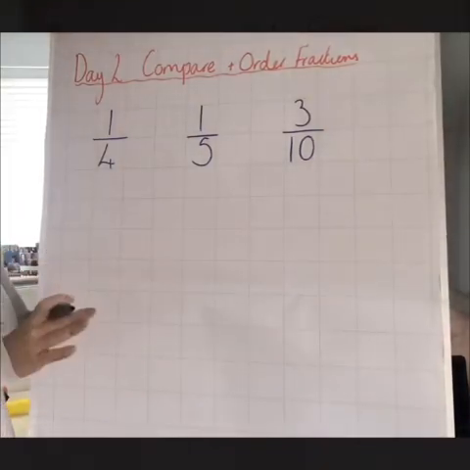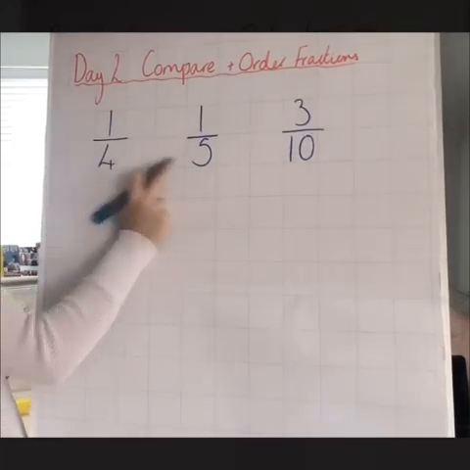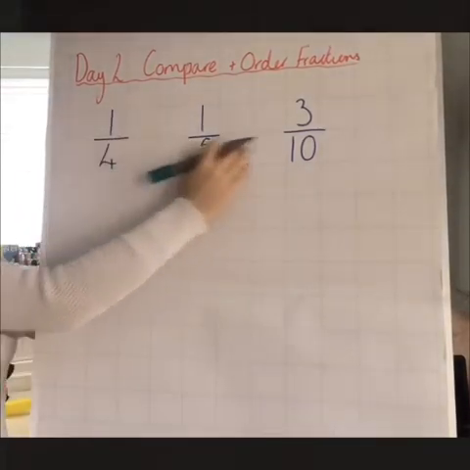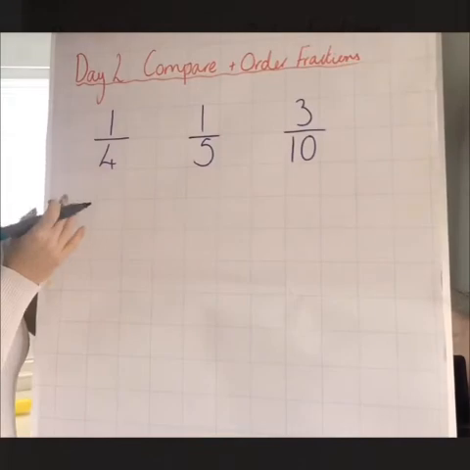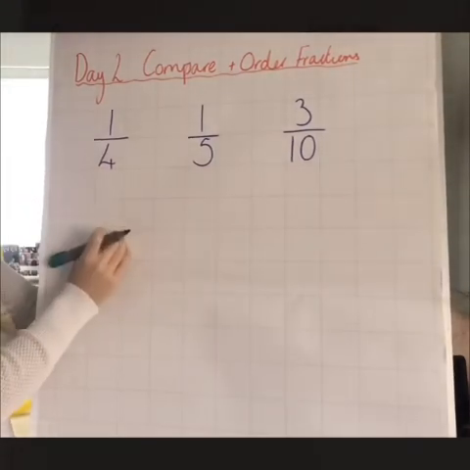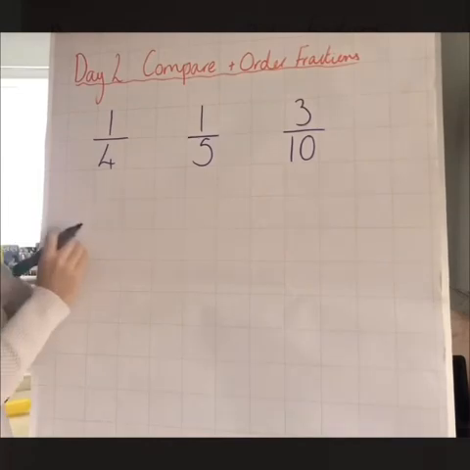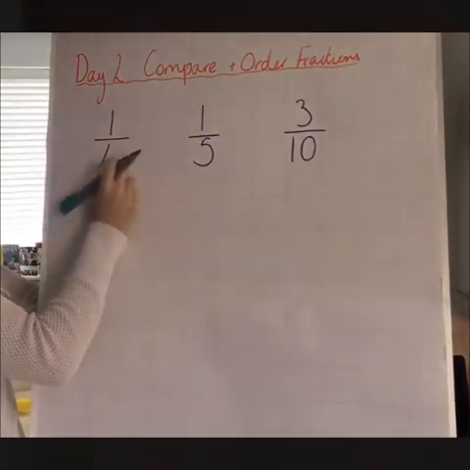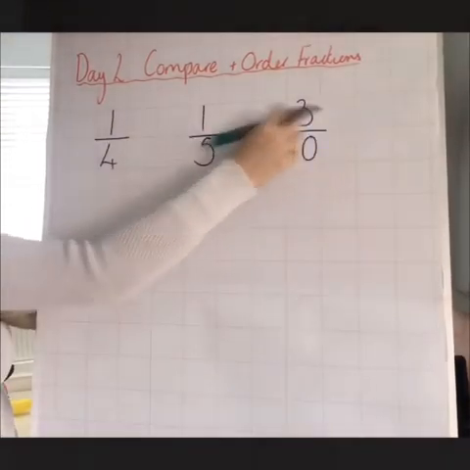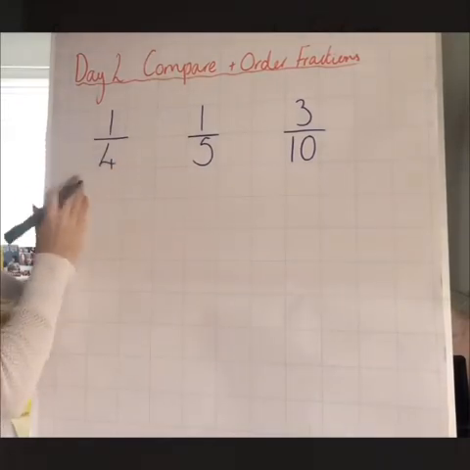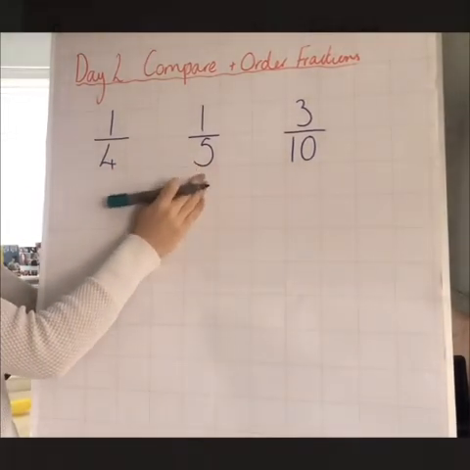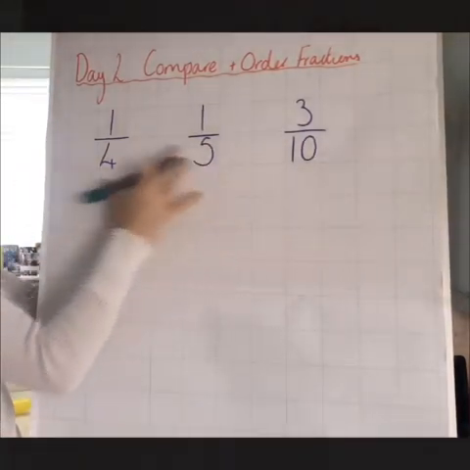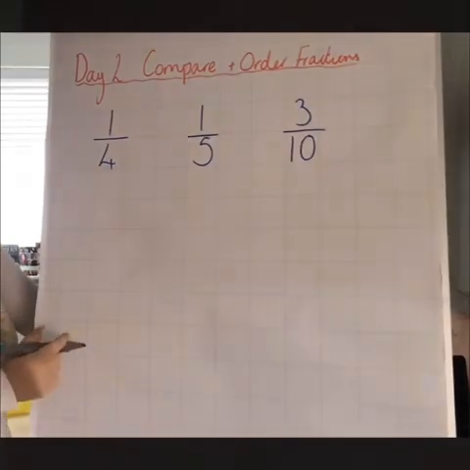Before I can do that, I've got to make sure that my denominators are the same, because very often we'll see these fractions and guess the order, but you can't accurately compare them until their parts are the same size, okay? Their parts, which are shown in the denominator, must be the same size. So quarters aren't the same size as fifths, fifths aren't the same size as tenths. So I'm going to change all the denominators so that they are the same before I compare and order them.